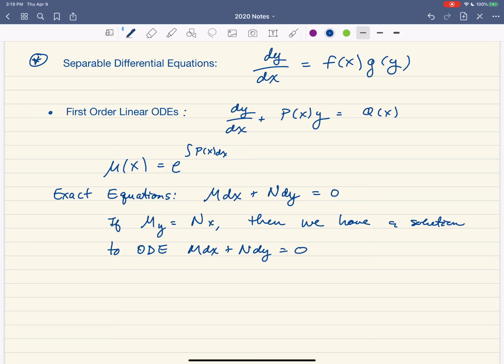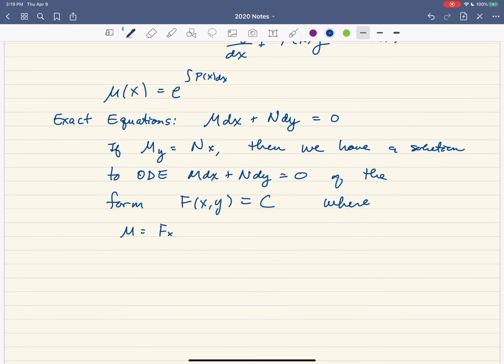We have a solution of the form capital F of x, y equals c, where m is equal to this function differentiated with respect to x, and n is this function differentiated with respect to y. So that was exact equations.